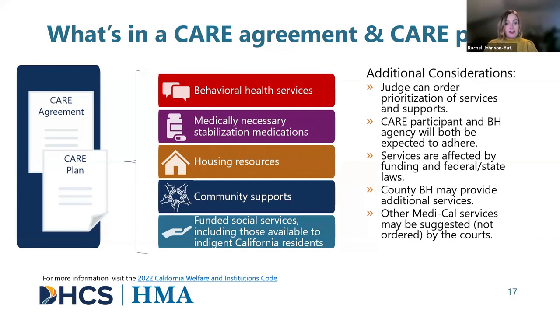The County Behavioral Health Agency may also provide additional services beyond what is in the care plan, if that's something that is decided upon between the Behavioral Health Agency and the individual engaging in the care process. Other Medi-Cal services like CalAIM, ECM, or enhanced care management, community supports may be suggested by the courts as well, but those likely will not be ordered. And for more information, you can visit the 2022 California Welfare and Institutions Code.